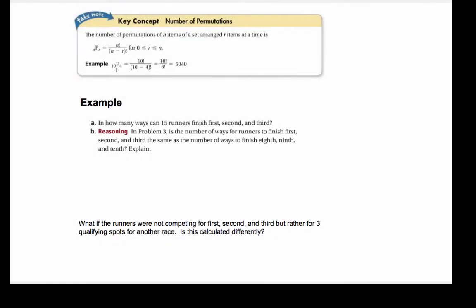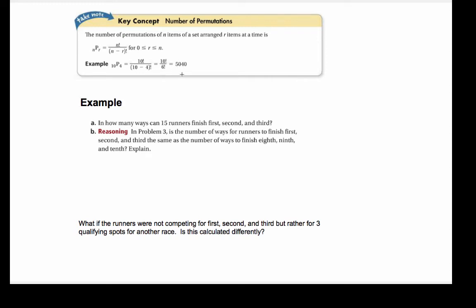If we had 10 items and we're going to choose 4 of them to arrange, this would be what we call a 10 choose 4 permutation. So we would have 10 factorial over the quantity 10 minus 4 factorial. Well, 10 minus 4 is 6. So we'd have 10 factorial over 6 factorial, and that value is 5,040.